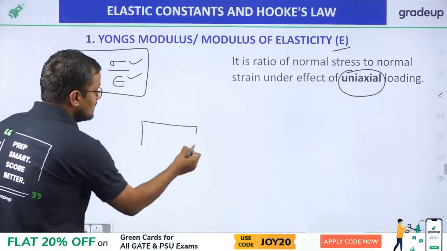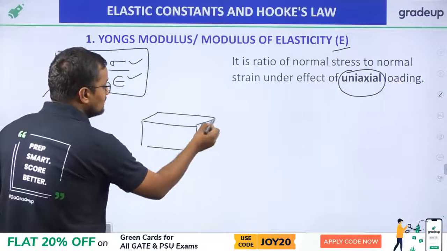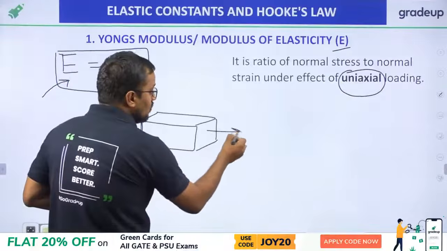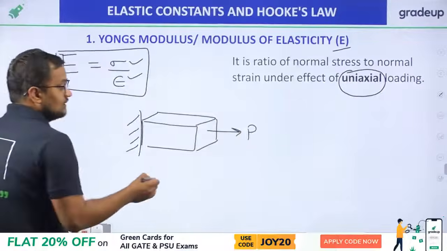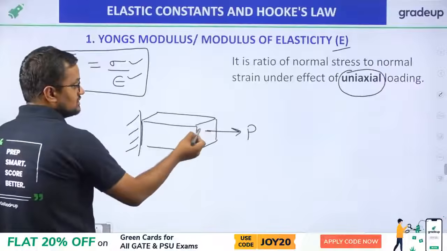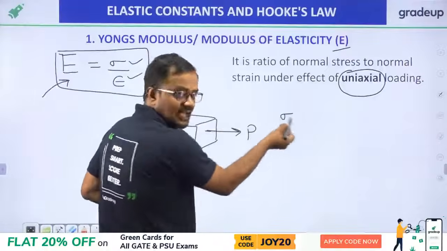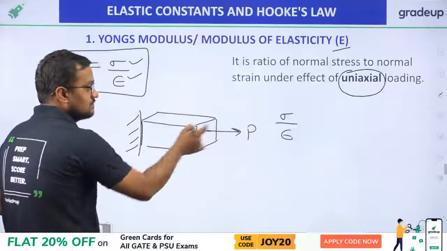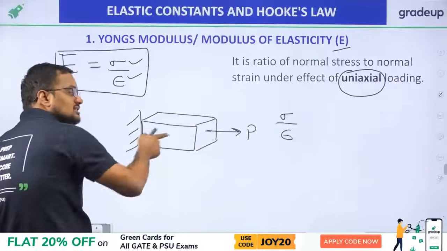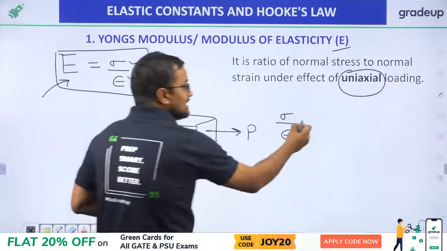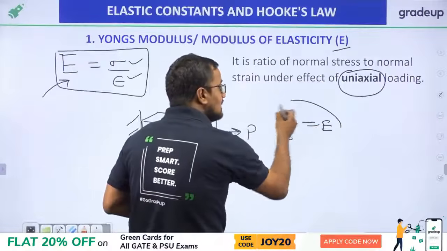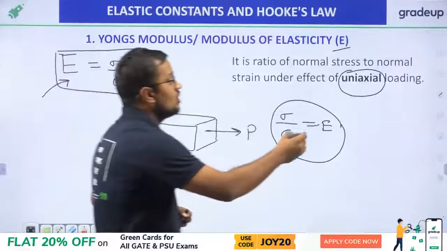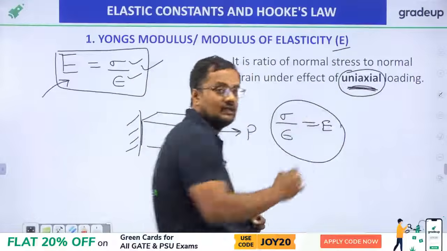Uniaxial loading means, suppose this is a bar like this and it is fixed here, and I apply a force P here. Then this force will cause some stress, and the stress will be P by A, of course. Then this stress by strain, that is the elongation of the bar in the direction of this P, is Young's modulus. But this relation is valid only and only for uniaxial loading.